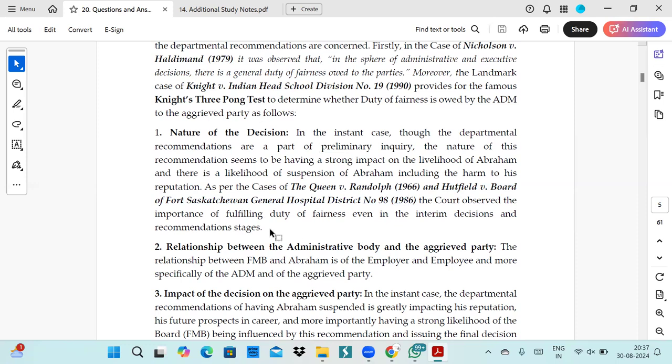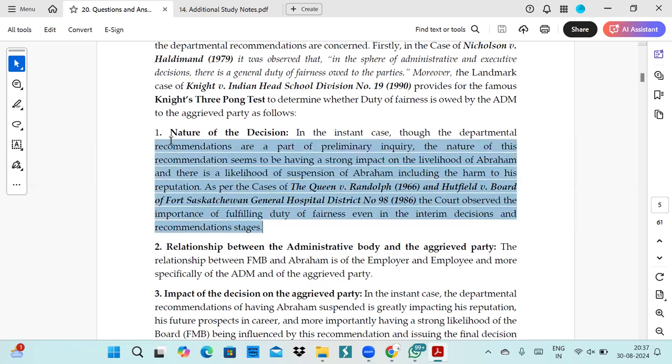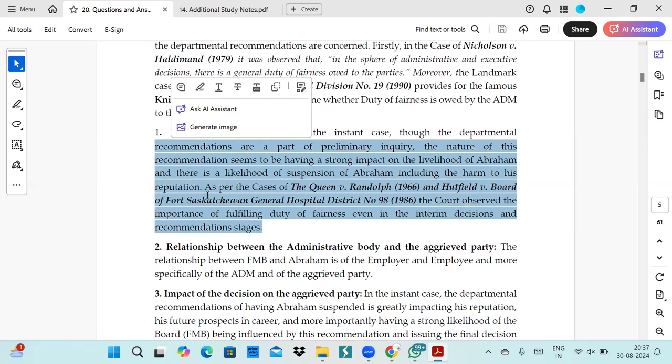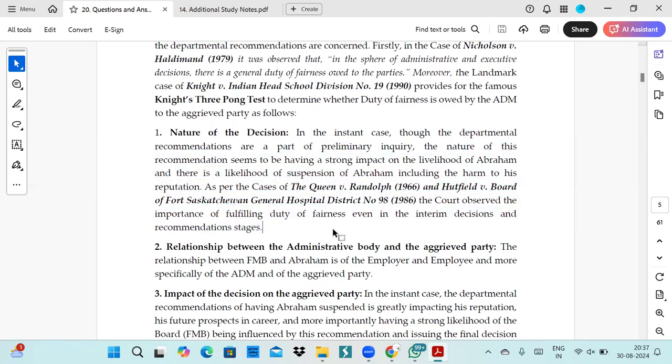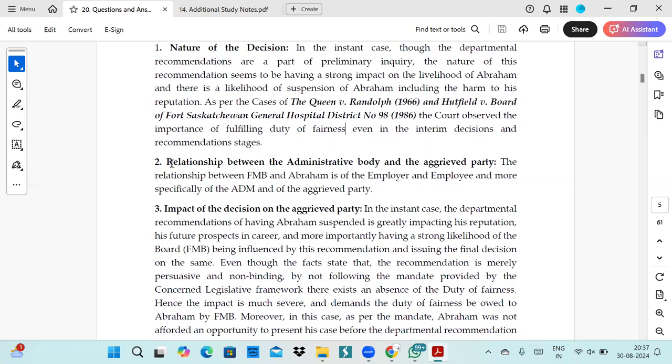Then you have now said that the nature of the decision, even though it is not final, is very important. As per this case also, the Supreme Court has confirmed that interim decisions are also important and are required to fulfill the duty of fairness, even in the interim decision. So duty of fairness yahan pe zaruri hai. It is important. So moving on to the second one.